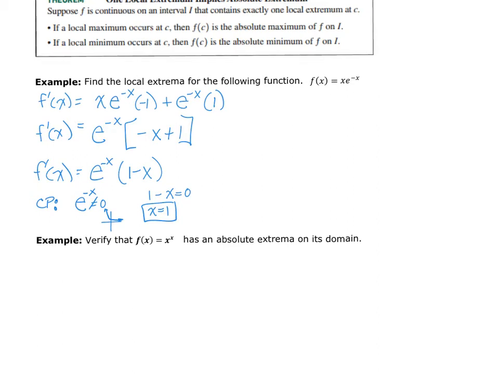So we are going to plot on our number line 1, and then we're going to test something to the left and something to the right. So let's find the first derivative at 0 and the first derivative at 2. So the first derivative at 0 is going to give you e to the 0, which is 1, and 1 minus 0, so this is 1. This is positive, so to the left here, we're going to be increasing.